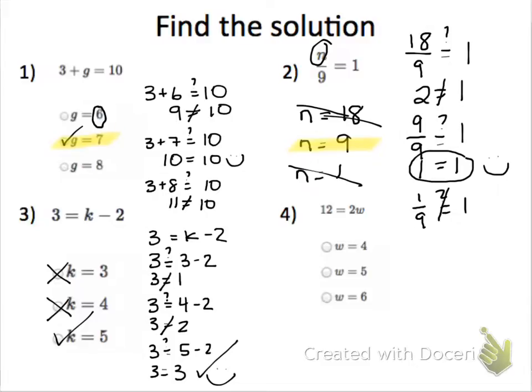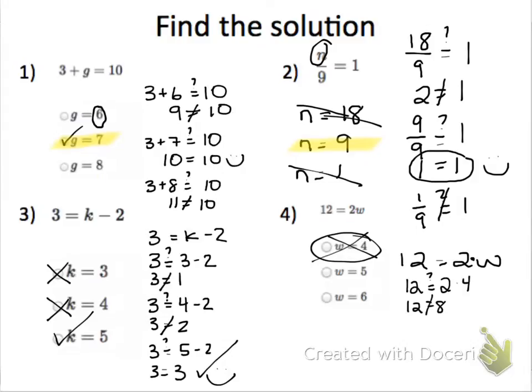Okay, last one. 12 is equal to 2w. Remember, when we have 2w like this, it means 2 times w. Don't forget to put that times symbol because otherwise you're going to think it's a bigger number than it is. So we have to first check with w equals 4. Is 12 equal to 2 times 4? Is 12 equal to 8? No, it's not equal to 8, so this is not a solution.